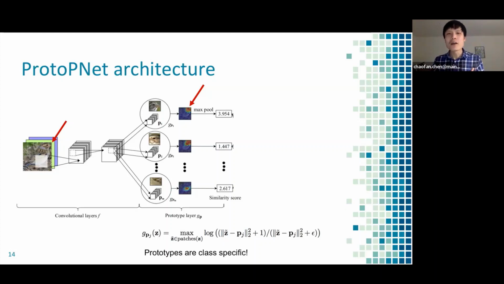This means that when we have a prototype, we designate this prototype to be of a certain class, right? And in our first work, in our experiments, we actually use 10 prototypes per class. And we say that prototypes 0 to 9 will be of class 0, right? Prototypes 10 to 19 will be of class 1, and so on and so forth. And we have a total of 200 classes in the ProtoPNet.